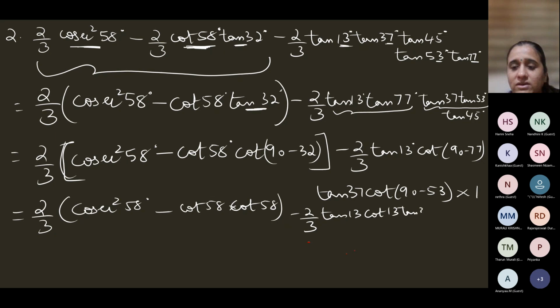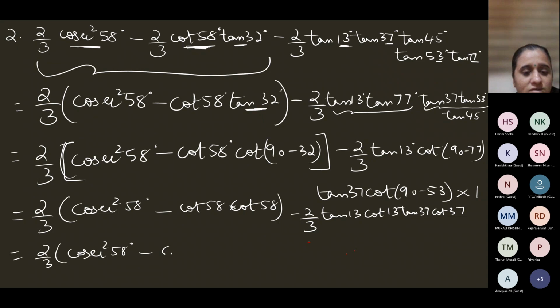Tan 37 cot 37 into 1 goes away. 2 minus 2 by 3 tan 13, 90 minus 77 is 13, cot 13. Tan 37 cot 37, 90 minus 53 is 37. So next step, 2 by 3 into cosecant square 58 degrees minus cot square 58 degrees minus 2 by 3. Now tan and cot are reciprocal ratios. So you can write tan 13 as 1 by tan 13, 1 by cot 13 into cot 13. So they get cancelled.